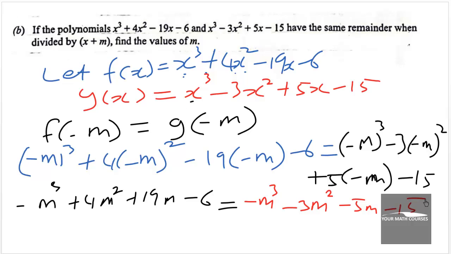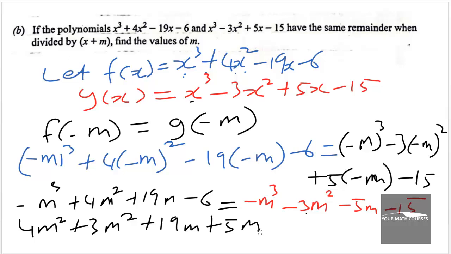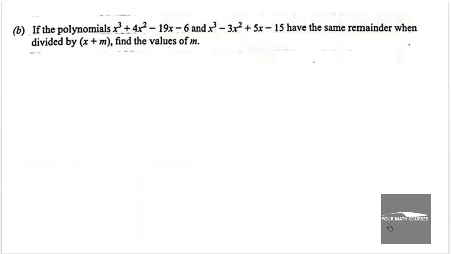So this will simplify to 4m squared plus 3m squared. This becomes positive when it comes to the left hand side. Then plus 19m plus 5m, minus 6 plus 15 is equal to 0. So when we simplify all of these, we obtain 7m squared plus 24m plus 9 is equal to 0.